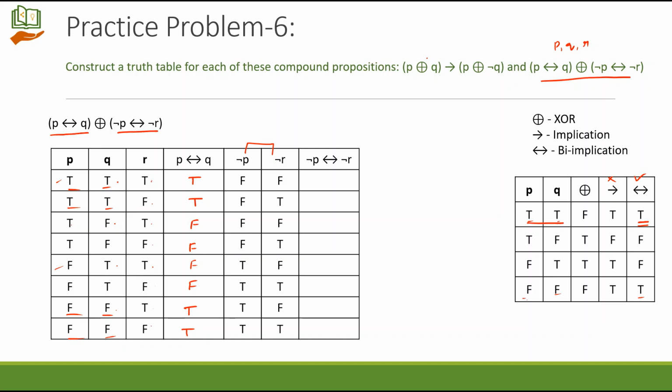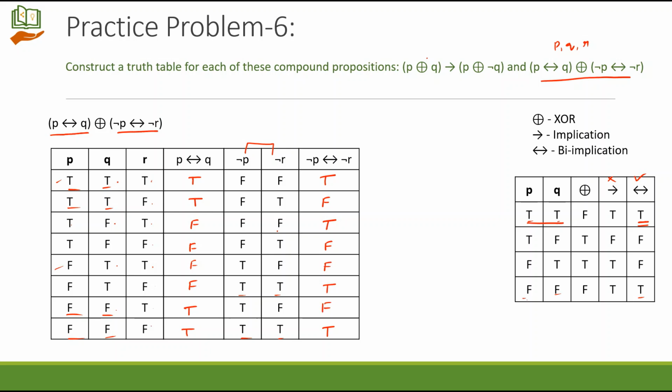So what is F and F? It will give you true. F and F will give you true. T and T will give you true. T and T will give you true. The remaining places, FT will give false, FT will give false, TF will give false, TF will give false.